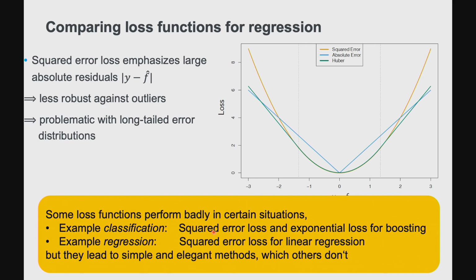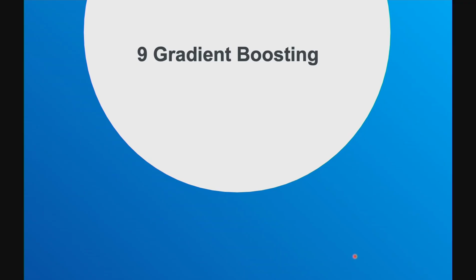And here's the summary. Squared error loss and exponential loss may perform badly with outliers, but they typically have elegant methods, and that also is often quite good. You can analyze very well when and why they work.